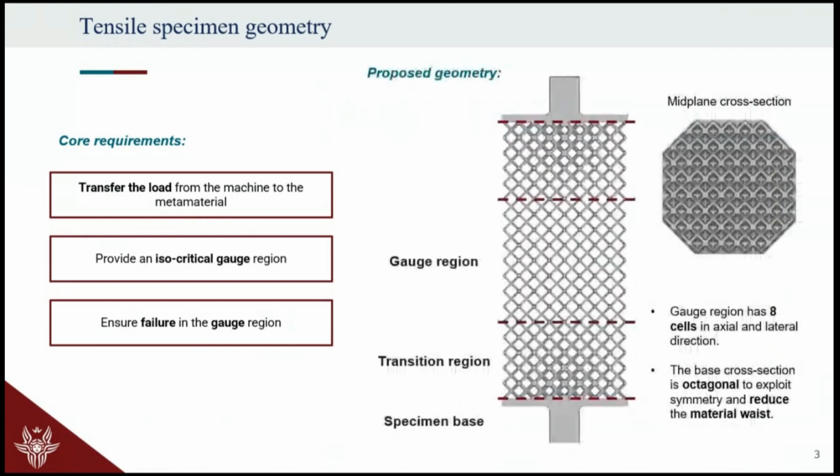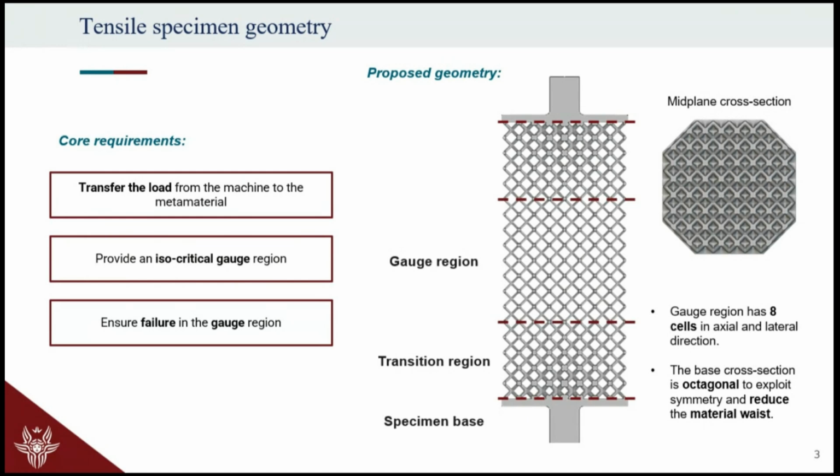So we propose the following geometry, which follows the third philosophy that we have seen before, and is composed of a gauge region in the center, providing 8 cells in the axial and also lateral direction. Then we have a base, which we connect to the uniaxial testing machine, and a transition region, which is composed of different cells. The idea here is to optimize both the transition region and the specimen base in order to achieve the requirements that we have here.